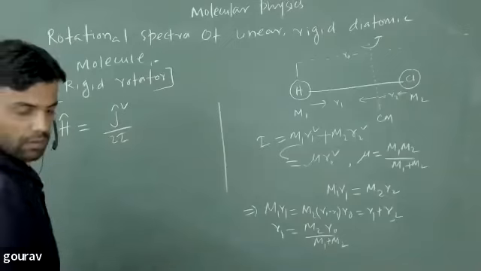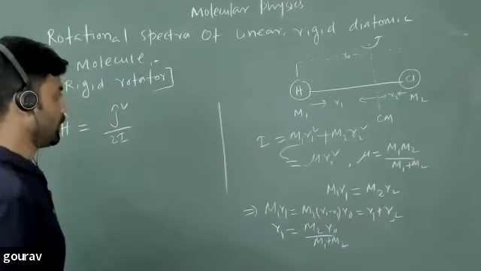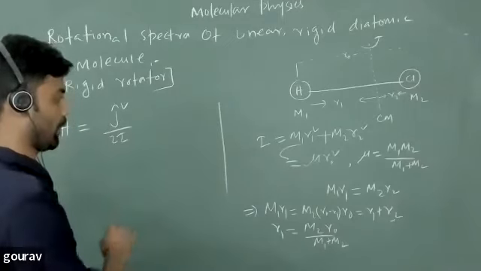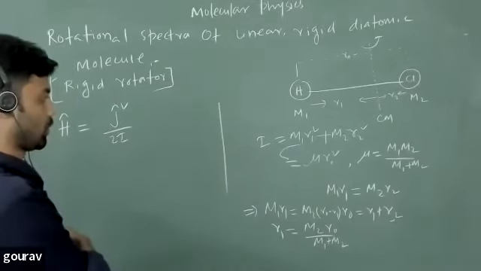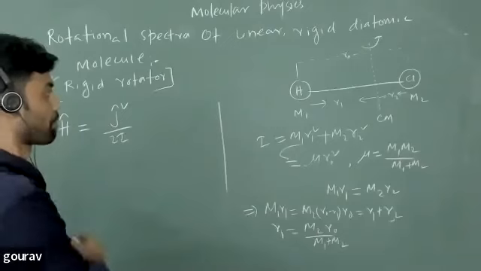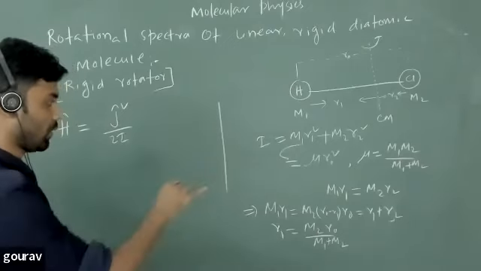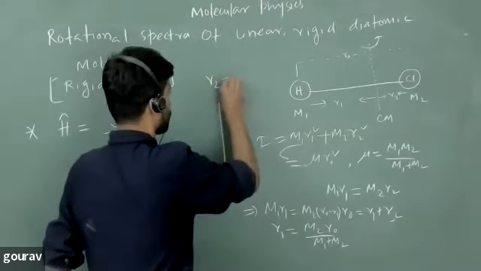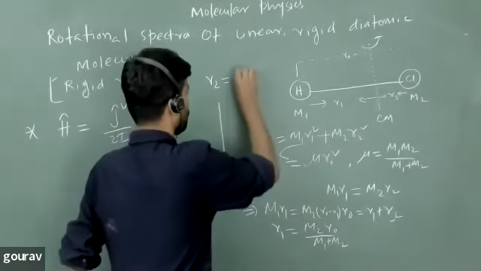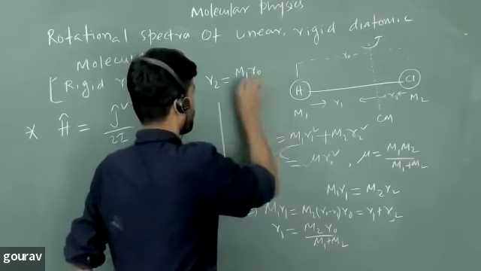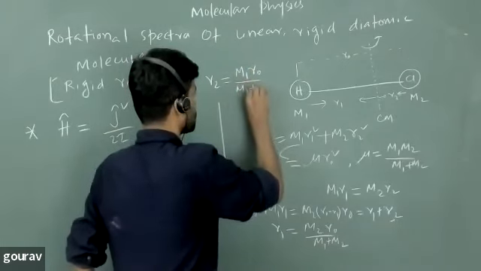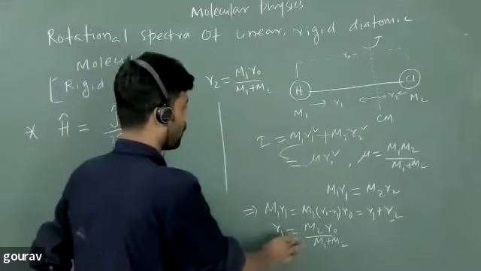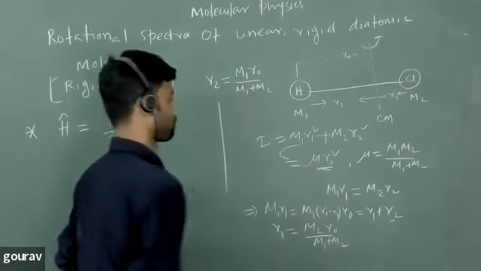Is this part visible? Similarly, is this part clear to all? Any doubt here? Tell me now, otherwise I will ask you. Is this part clear? Similarly, you can write r2. r2 will be m1 r0 divided by m1 plus m2. Now if you substitute this r2 and r1 here, you will get this.